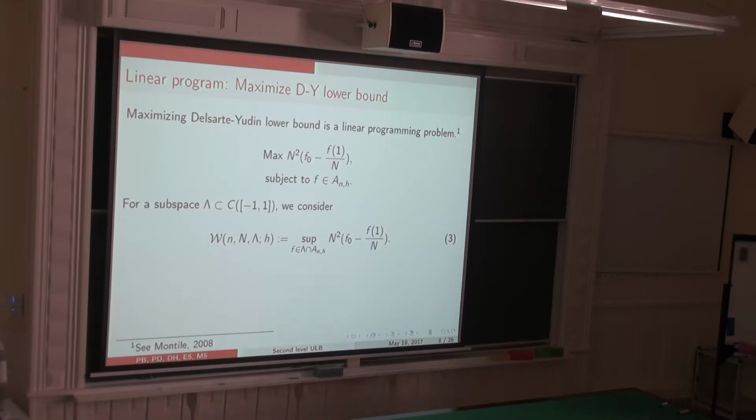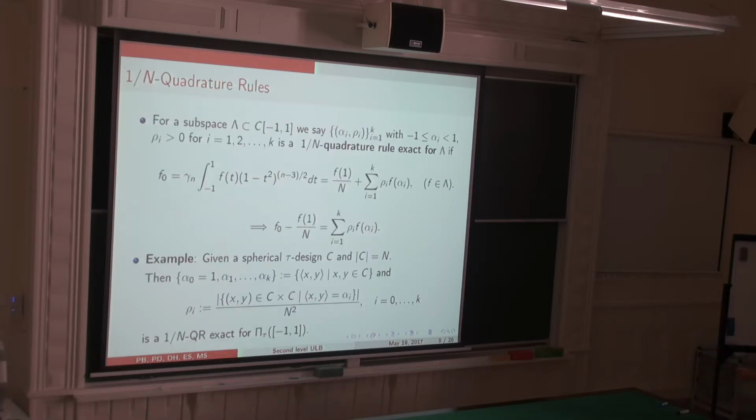So we want to maximize that quantity, and if we denote that supremum with W, over some subspace, we will usually consider the full polynomial space up to a certain degree. But as the lifting of the framework shows, we actually will consider also subspaces. So that's important for the discussion later on.